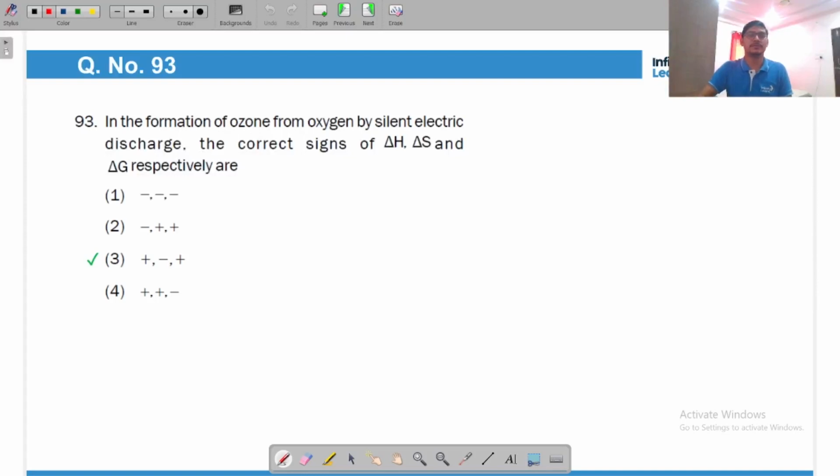In the formation of ozone from oxygen, it is 3 O2 gives 2 O3, right? So in the formation of ozone from oxygen by silent electric discharge, what are the correct signs of enthalpy, entropy, and Gibbs energy change? Because ozone is less stable, this reaction is endothermic. Because 3 particles are getting converted to 2 particles, the number of particles decreases, so entropy decreases, and because ozone is less stable, this reaction is not spontaneous. Gibbs energy is positive, right? So this would be the correct answer.